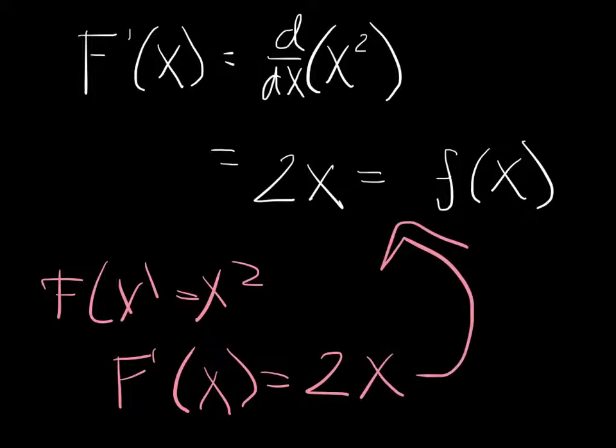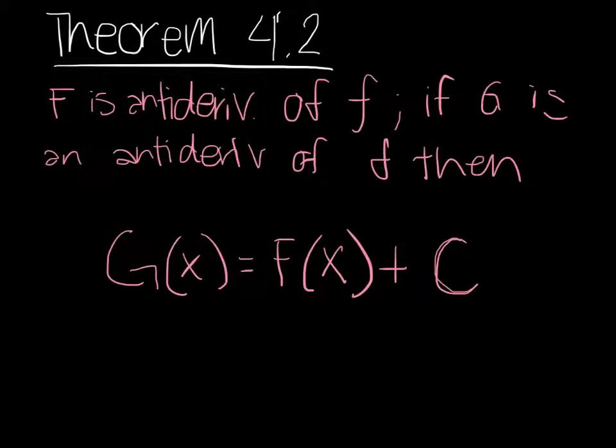However, there are many other antiderivatives of 2x, such as x squared plus 2 or plus 3, and since we don't know how to solve for this constant, we replace it with the letter c. The next theorem restates this result in the language of antiderivatives. Let F be an antiderivative of lowercase f on interval I. If G is any antiderivative of lowercase f on I, then G of x equals F of x plus c for some constant c and every x in I.